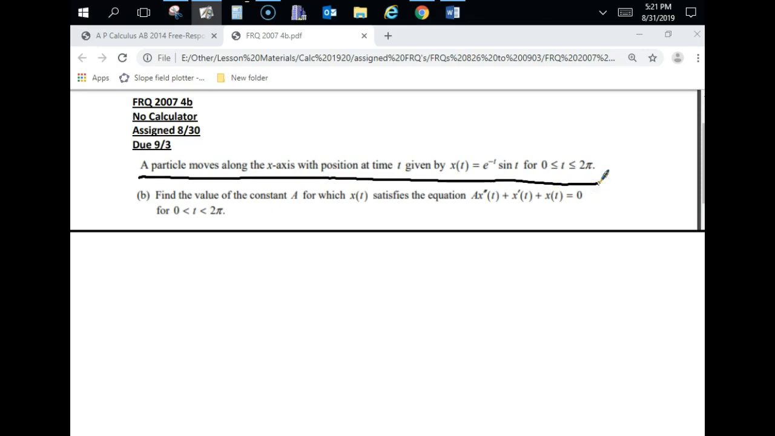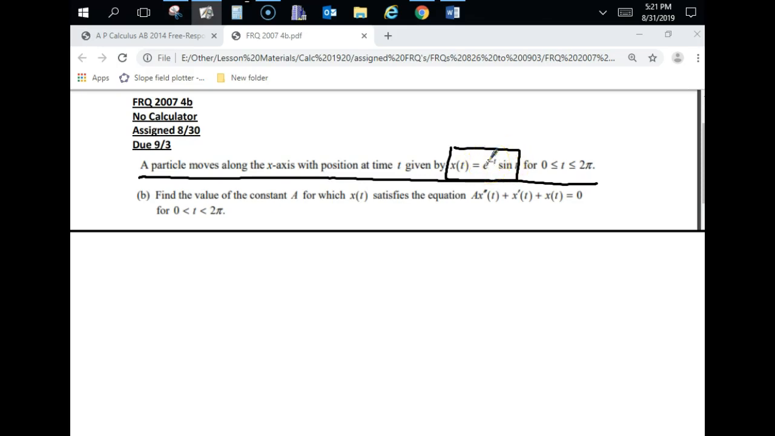It says a particle moves along the x-axis with position at time t given by this. This piece here is the only part that's really not useless to us. Basically what they're saying is that a particle is moving along the x-axis, and you can find out where it's located at any given time by plugging in some value for time, and it will tell you where it's located on the x-axis. That's what this equation does.